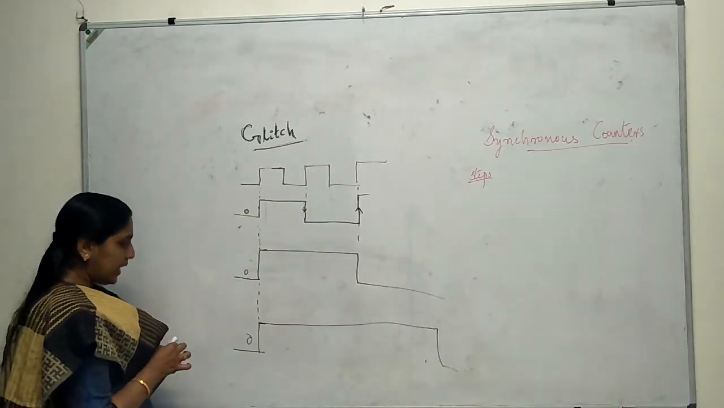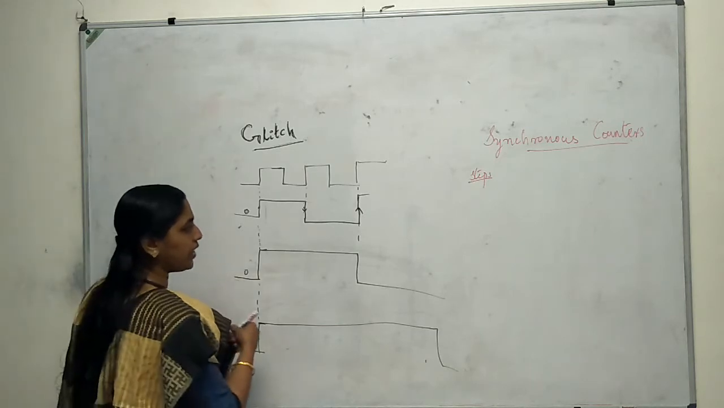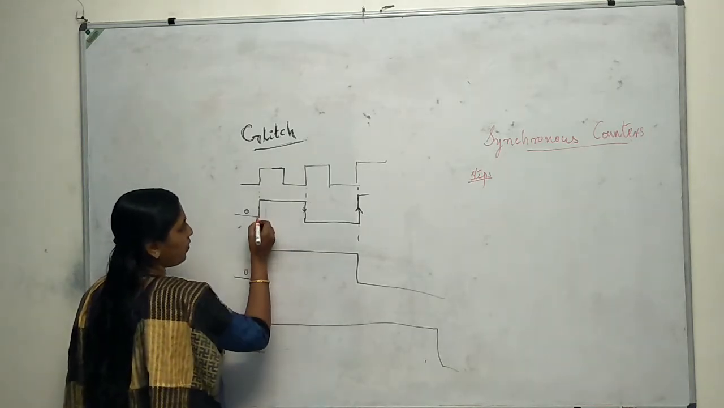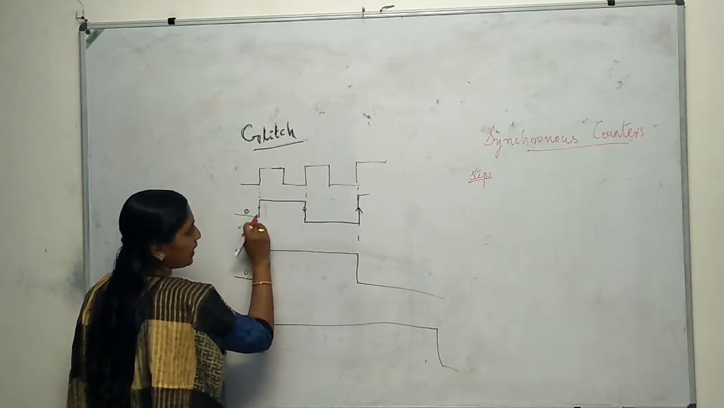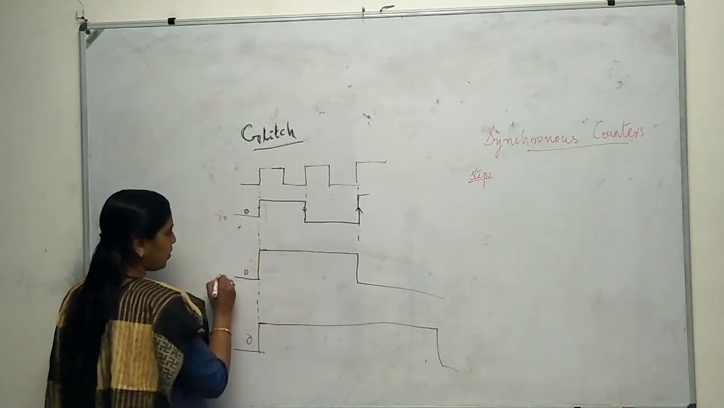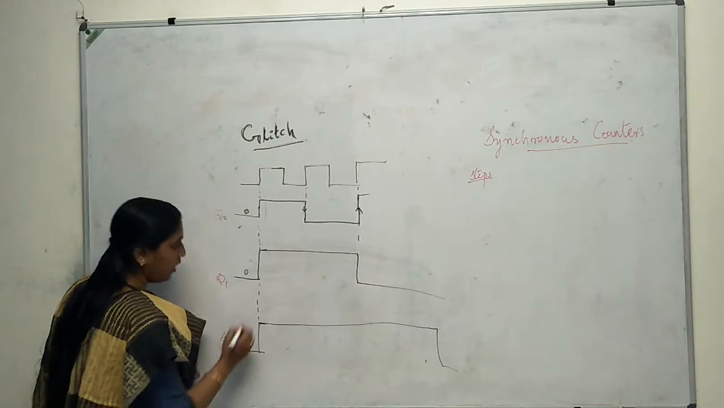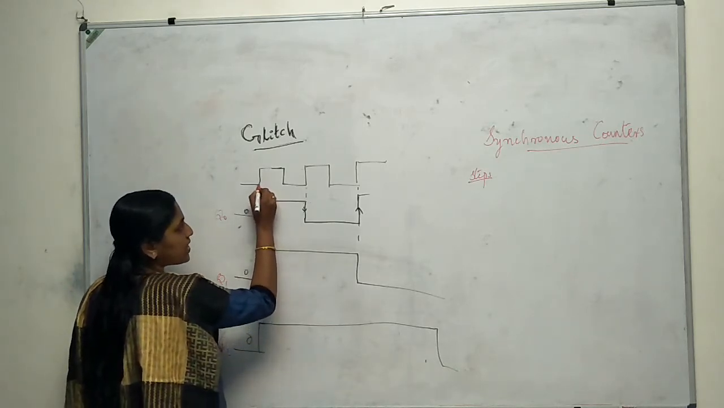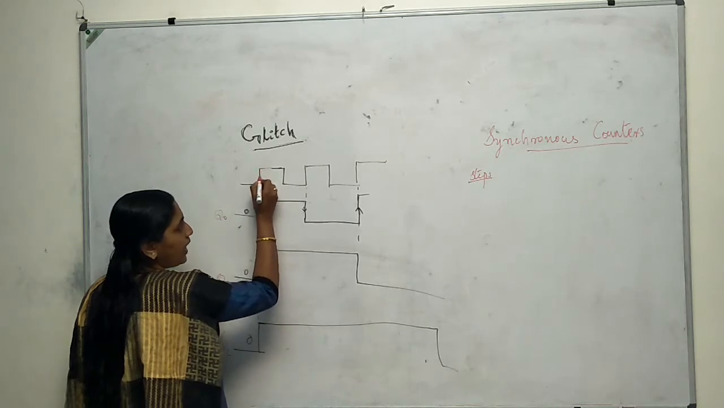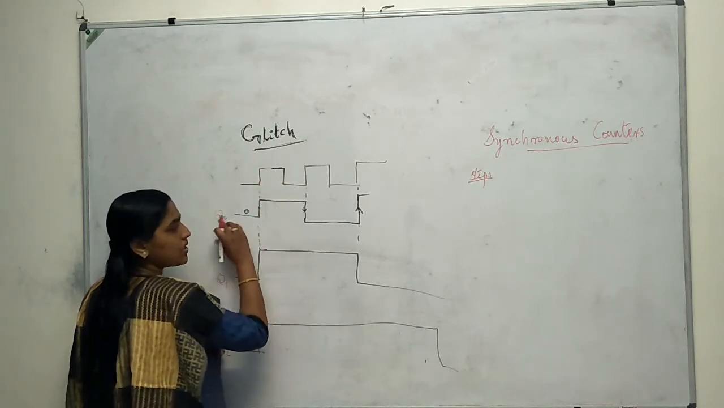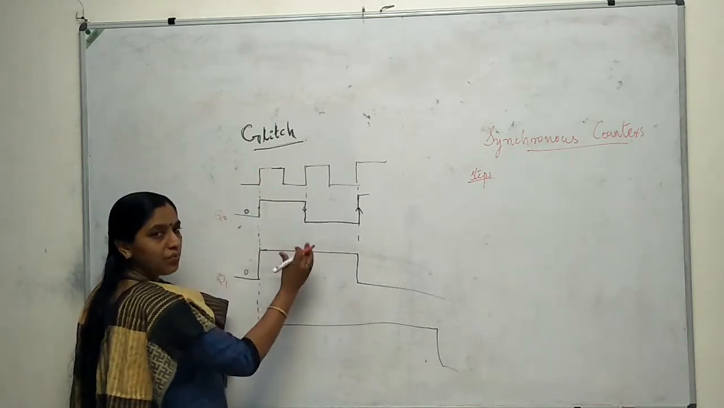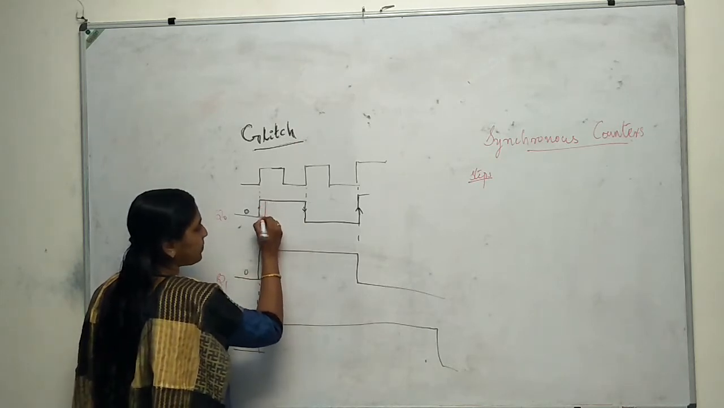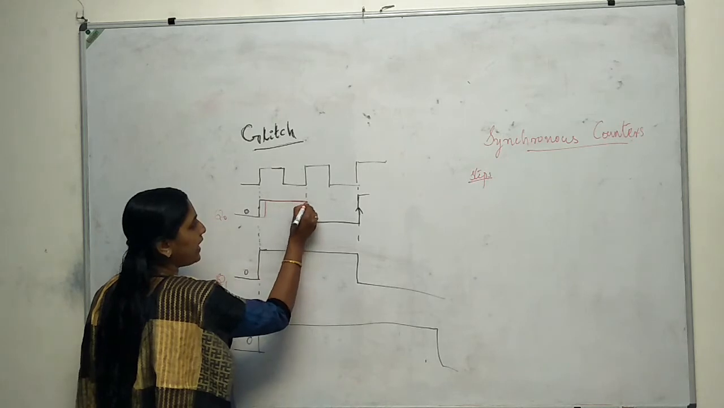So in that case, I can redraw the waveform like this, because whenever this clock goes from 0 to 1, let this be Q0, this be Q1, and this be Q2, this flip-flop will go high. But actually, after it goes from 0 to 1, only after some time will it change, because there is some delay between the input and the output. That delay I am showing here.